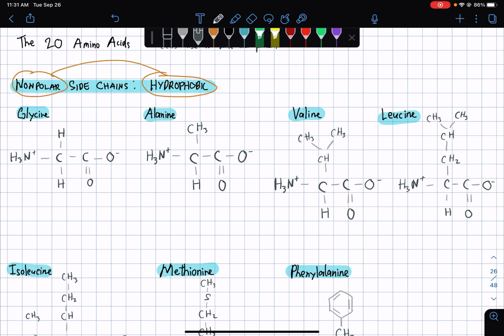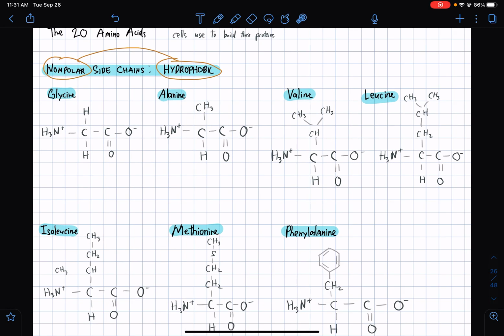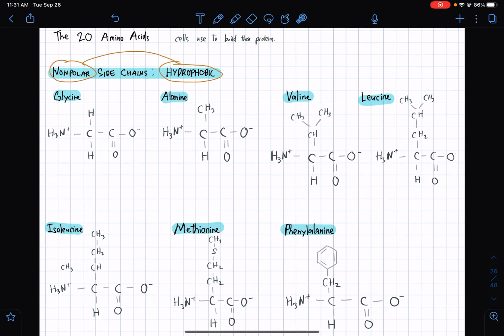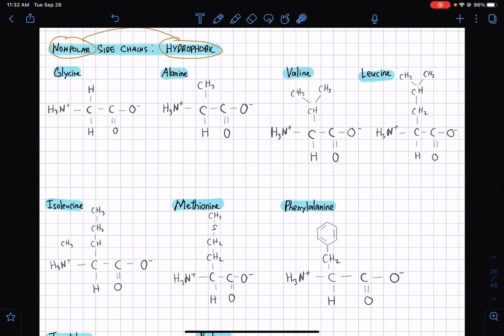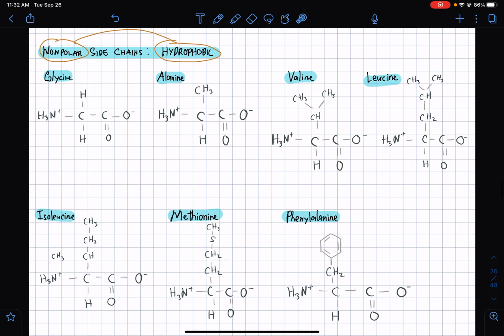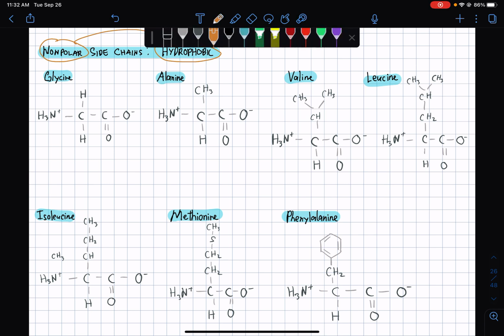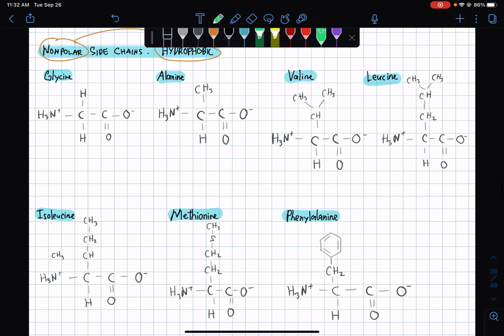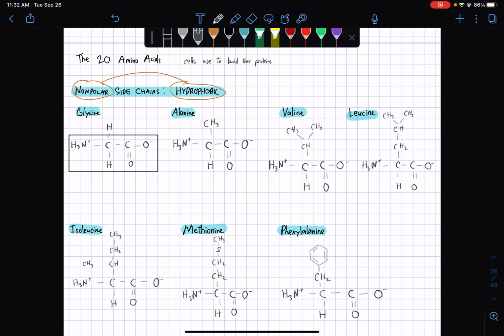We have 1, 2, 3, 4, 5, 6, 7 under this categorization of amino acids with nonpolar side chains: glycine, alanine, valine, leucine, isoleucine, methionine, and phenylalanine. If you have to memorize the structures, they're given here anyways, so go ahead and memorize them. If you've observed, generally, there is a general structure of the amino acid, which is basically this part. Every amino acid in this list contains that structure.